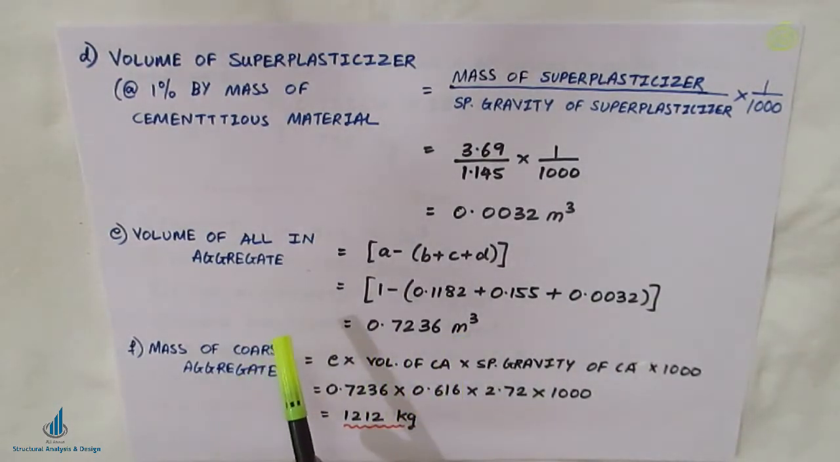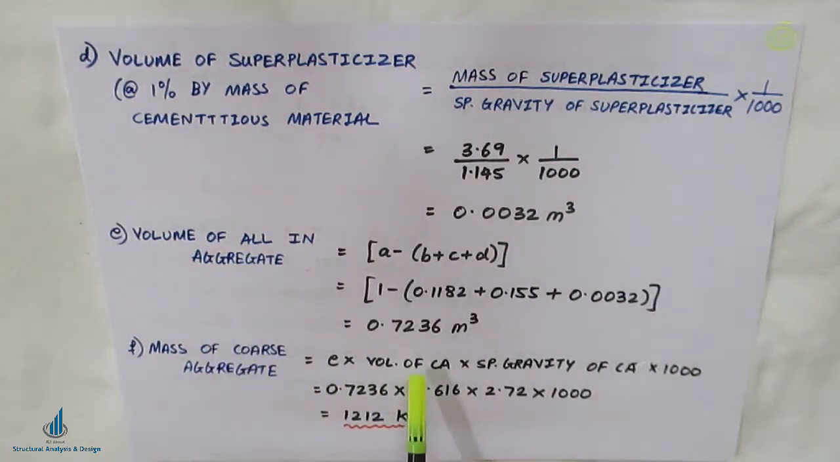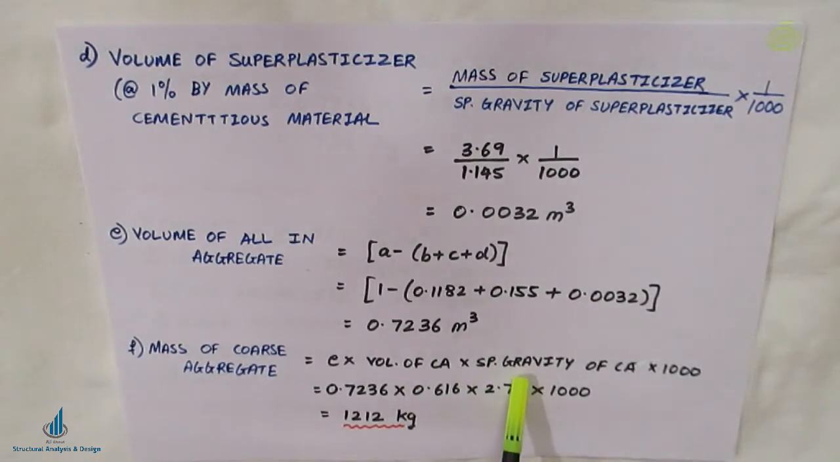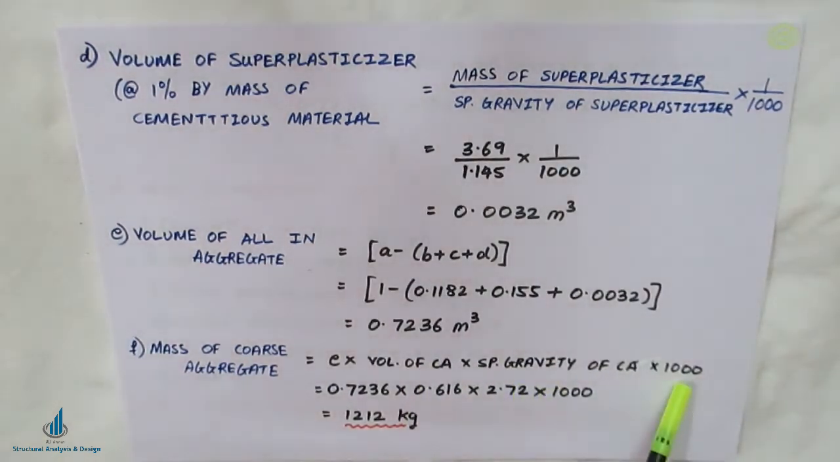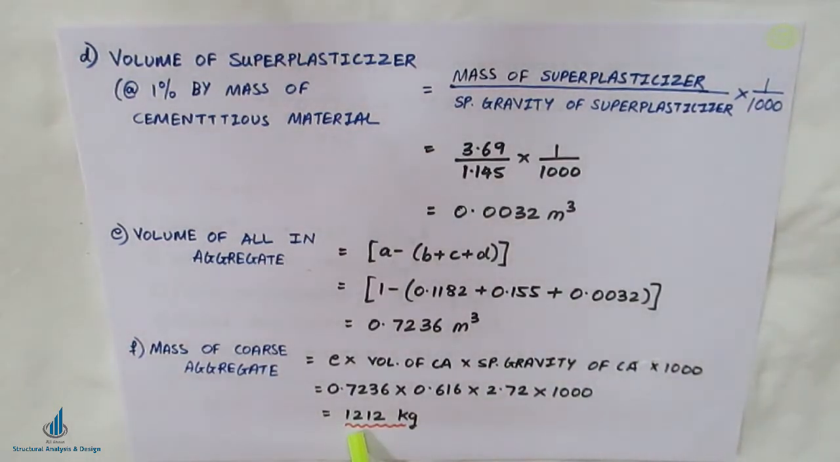Now from this volume of all-in aggregates, you are going to find out the mass of coarse aggregates. So I have written here E point. E point is nothing but volume of all-in aggregates into volume of coarse aggregates into specific gravity of coarse aggregates into 1000. So 0.7236 into volume of coarse aggregate, 0.616, into specific gravity of coarse aggregates, which is again mentioned in the test data for materials, 2.72, into 1000. So you will be getting 1212 kgs.